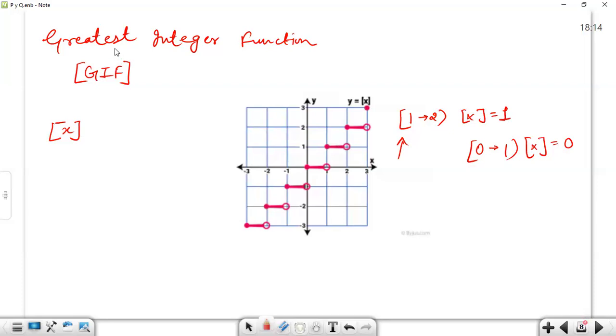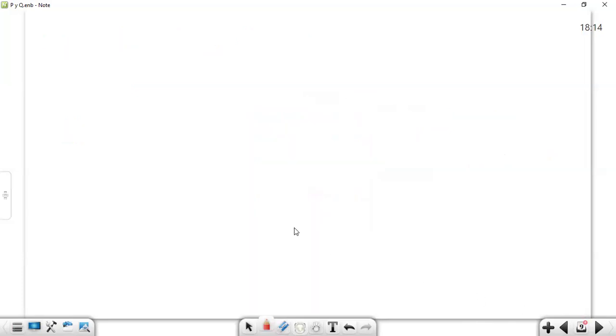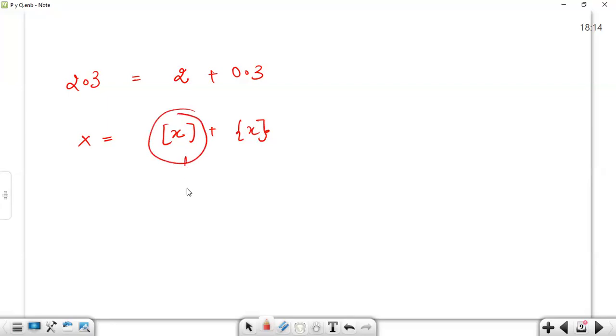It means to say that it will always give the greatest integer. Like any number, if we take 2.3, it can be written as 2 plus 0.3. So any number can be represented as its greatest integer plus its decimal value, whatever the decimal value it has. So the greatest integer function will always give an integer. Okay.